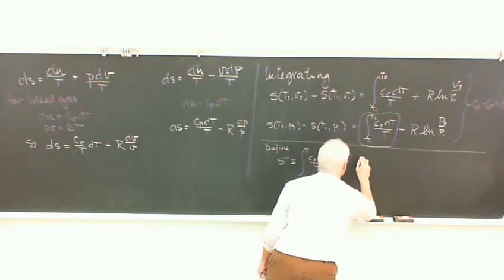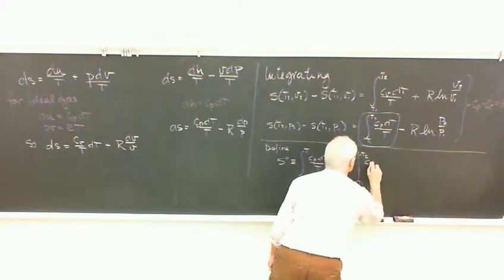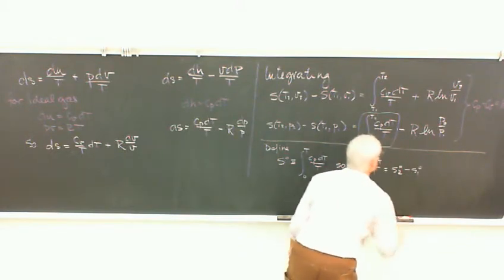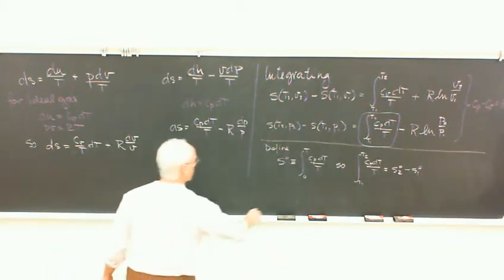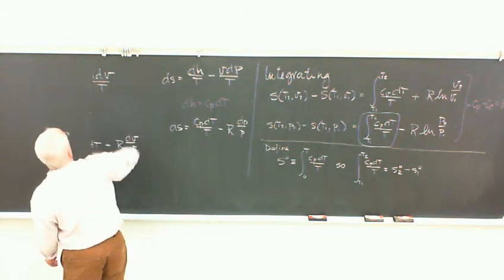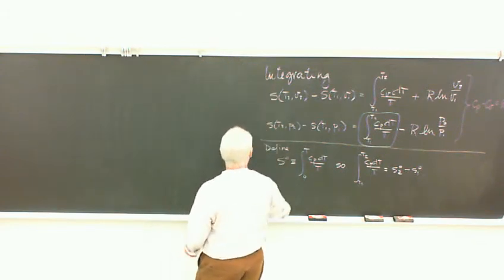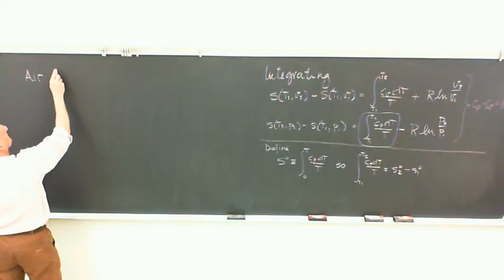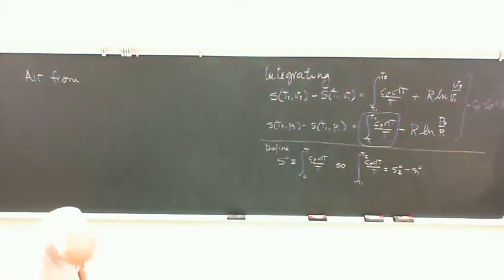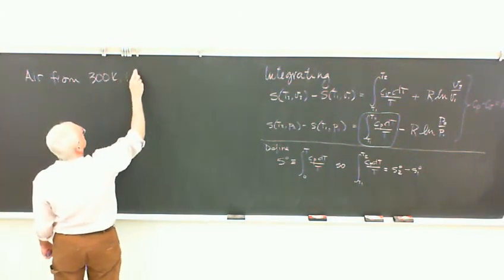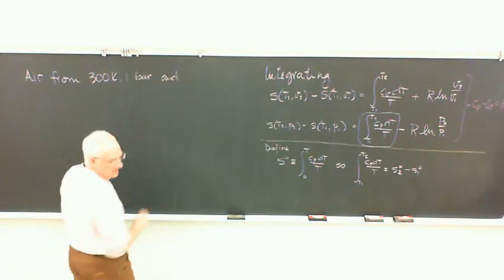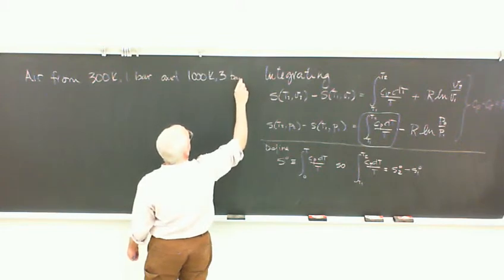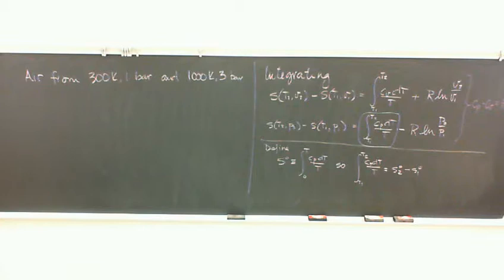So then this value between two temperature limits, as we have in processes, is going to be S naught at the second temperature minus S naught at the first one. And that's pretty easy to do. So let's look at an air process between two states: 300 K, 1 bar, and 1000 K, 3 bar. Find the entropy change.